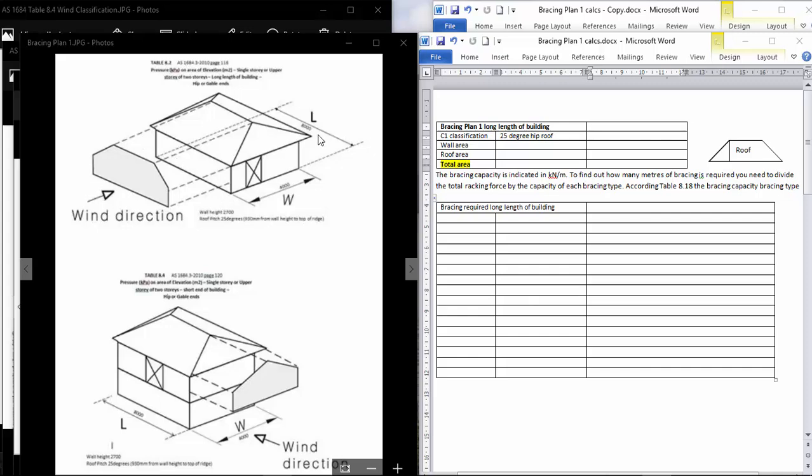The length is 8 metres, the width is 4 metres, the wall height is 2700, the roof height from the top of the wall to the top of the ridge is 930 mil. We need to calculate the vertical area, the elevation, the wind is impacting. The method for this is half of the wall height plus the roof area.